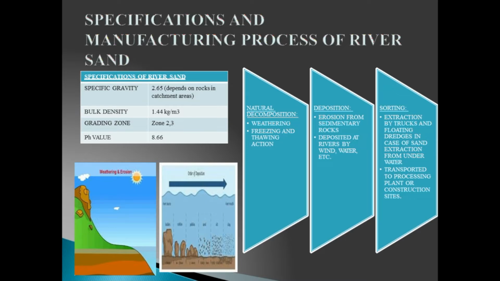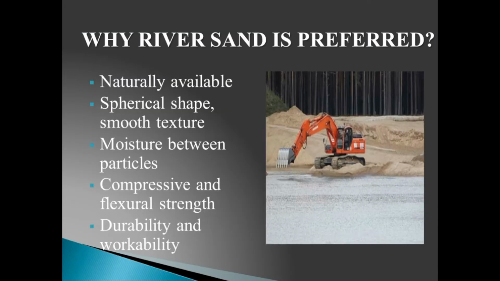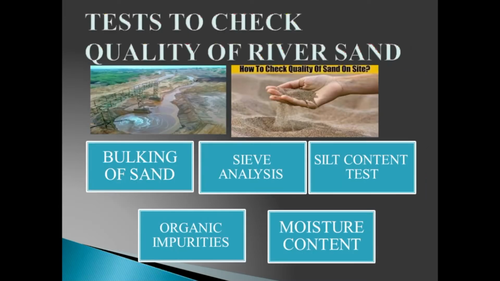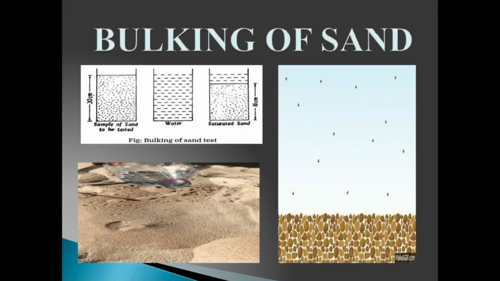These are the specifications and manufacturing process of river sand. River sand is available abundantly from nature, and its shape and texture provide good workability and highest compaction. Hence, river sand is preferred. To create innovative and durable structures for the world, the quality of the building materials is essential. These are the tests done to check the quality of river sand.